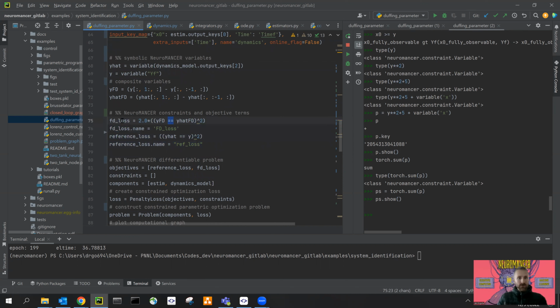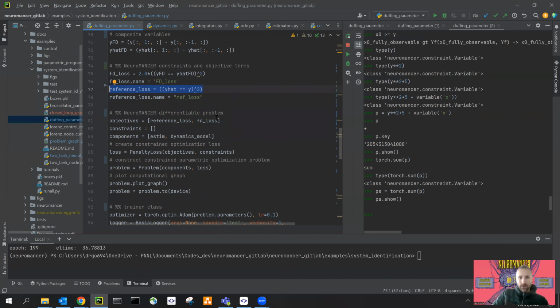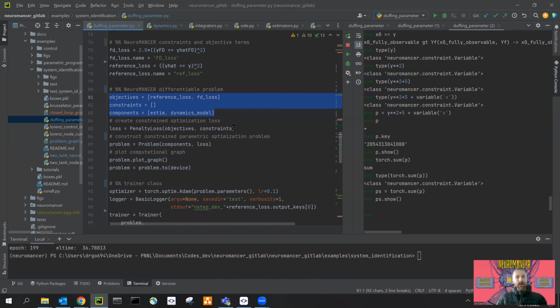We are defining some loss functions. This one would be finite difference loss. So we want to say that basically the first order finite difference of our output model needs to be somewhat close to the first order finite difference of the ground truth model, which works very well when there is very little noise in the data. And this is standard reference tracking loss. And everything will be automatically computed by the NeuroMANCER problem that will aggregate everything in one scalar valued loss function through the list of objectives and list of constraints.